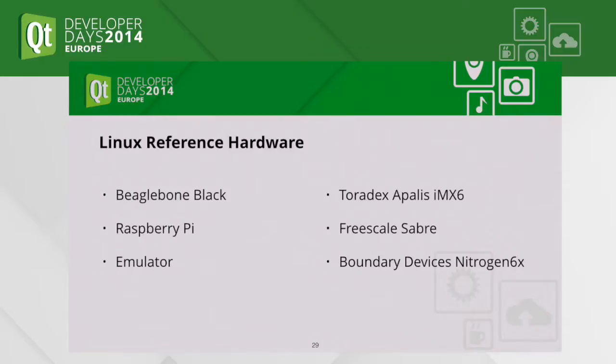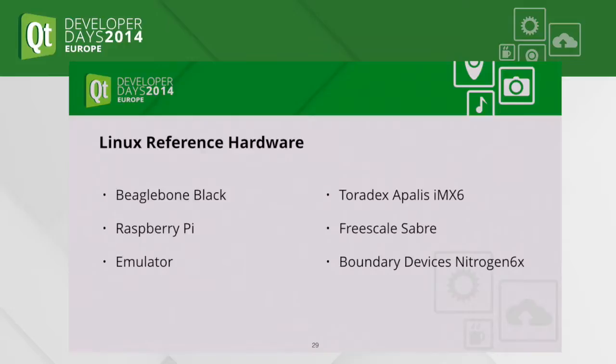So we have three IMX6-based boards for Linux. We have the Toradex Apalis. This is the module type board where you have a carrier and you install a module on it that you can switch out. We have the Freescale Sabre board. This is Freescale's demonstration board.